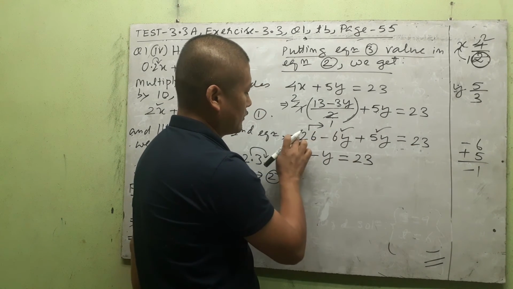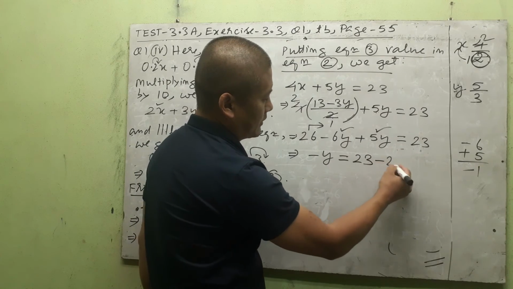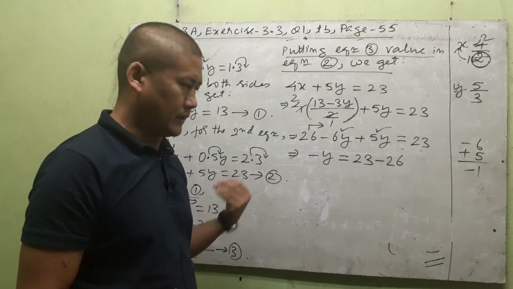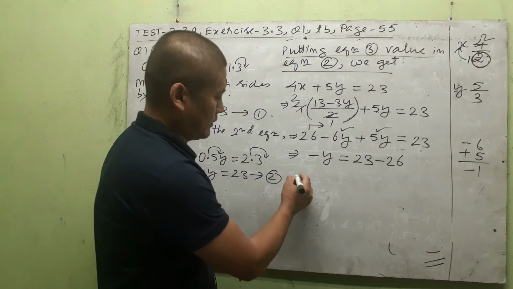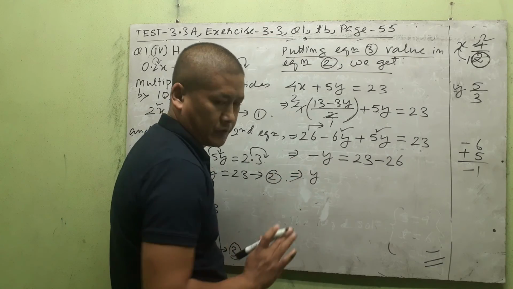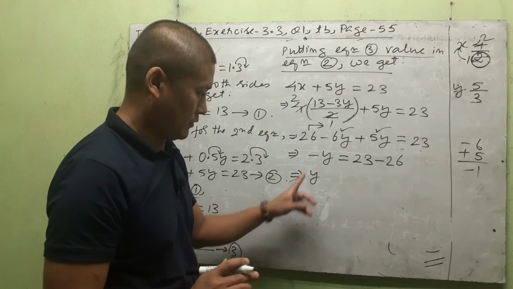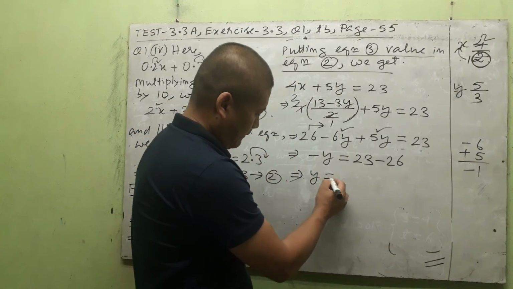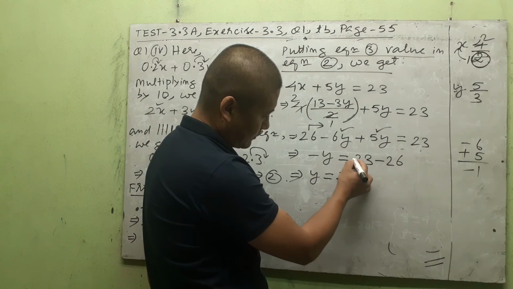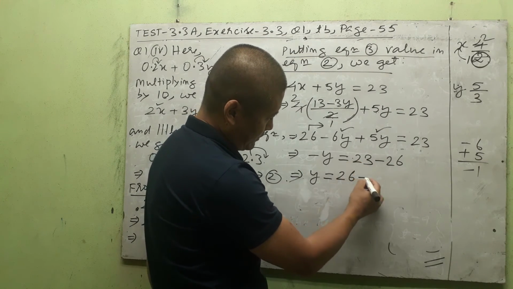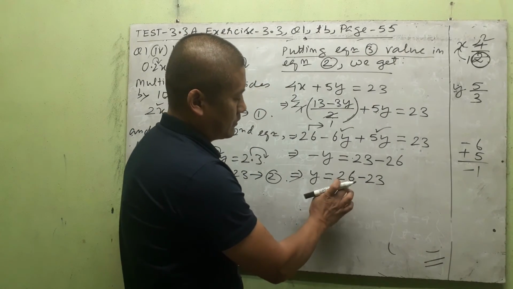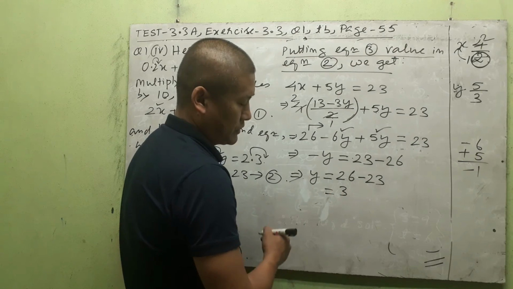Here no sign in front, so plus 26 shifted to the right side becomes minus 26. Like that you do so that y alone is on this side and all the numbers are shifted to the right side. Now you don't want minus y, you want to find the value of y. The question is asking y and not minus y, so change it to plus y. Everything else will change. Minus 26 will become plus 26, and plus 23 will become minus 23. So 26 minus 23 is simply 3.